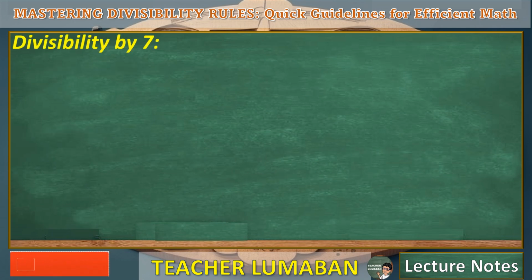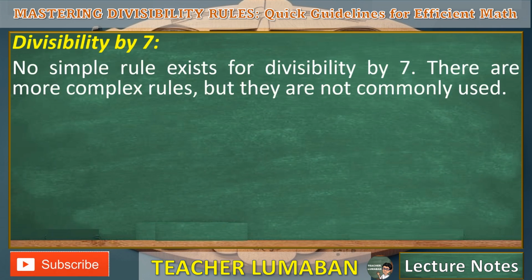Divisibility by 7. No simple rule exists for divisibility by 7. There are more complex rules, but they are not commonly used.